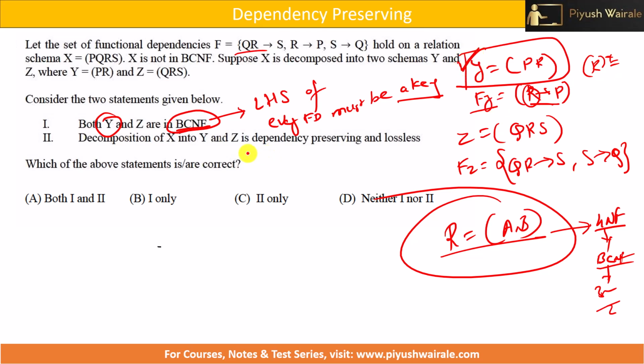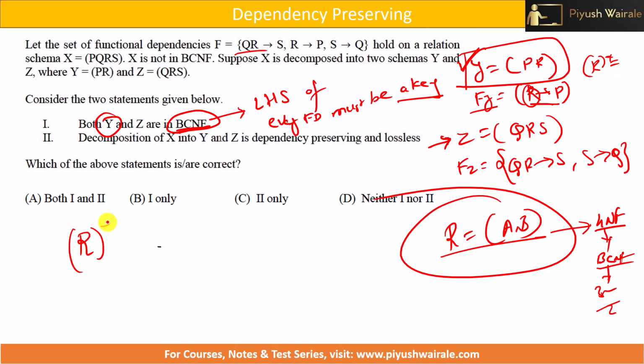Now if you look at Z, that is QRS. So FZ is QR determines S, S determines Q. Can any other FDs be derived from this? No, that's it. Now what is the key of Z? You first need to find the key for this relation. So we can follow our trick: find the attributes which are not present on the right hand side of any functional dependency. S is present, Q is present. It means R is not present on the right hand side of any FD. So first we have to check whether R is a key or not.